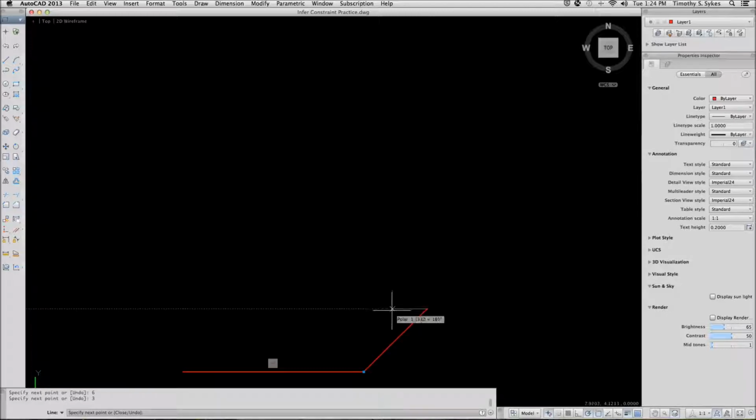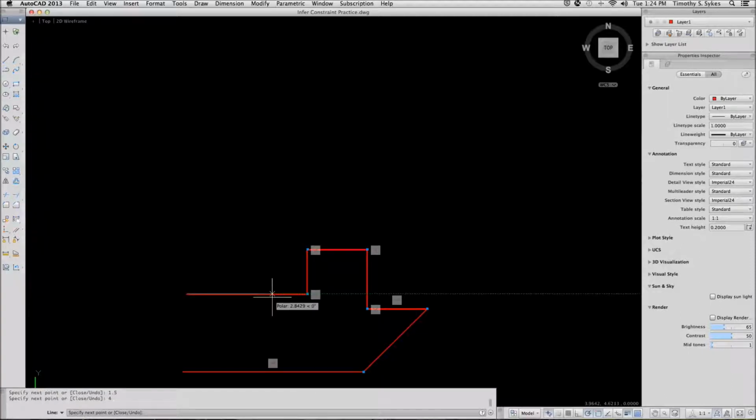2 inches to the left, 2 inches up, 2 inches to the right, 1.5 inches down, 4 inches to the left, and 3 inches at 225 degrees.